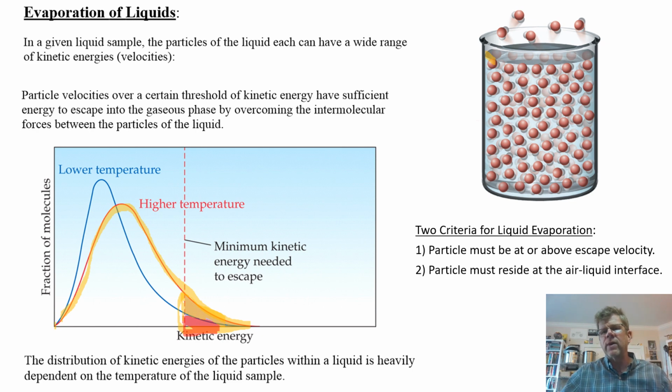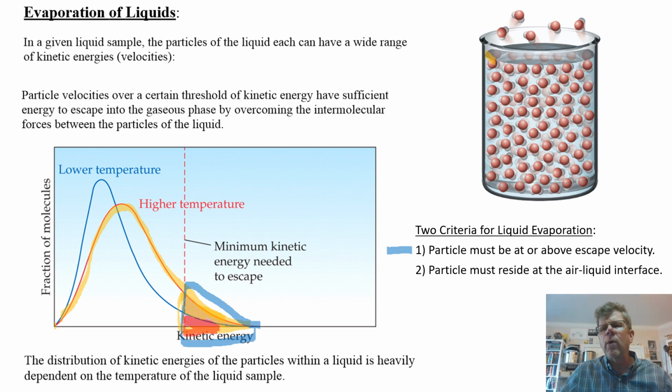The first is, as we expected before, that particle must be at or above escape velocity. So we saw that with our bell curve of particles, the minimum energy needed to escape. Well, that particle must be moving fast enough to have great enough kinetic energy that it can erupt if it has the opportunity. And that's really saying something too.